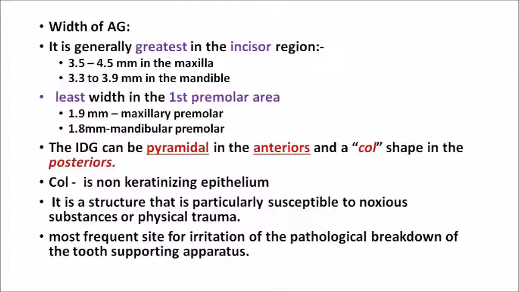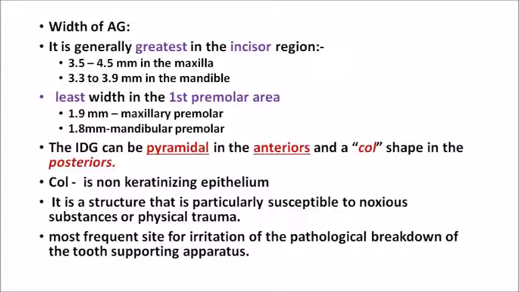Mandible, it is 3.3 to 3.9, and the least width is in the first premolar area, as we said. In the first premolar area of maxilla it is 1.9 and of mandible it is 1.8. Just like the incisor area, the maxillary area has more width when compared to the mandibular area, right?